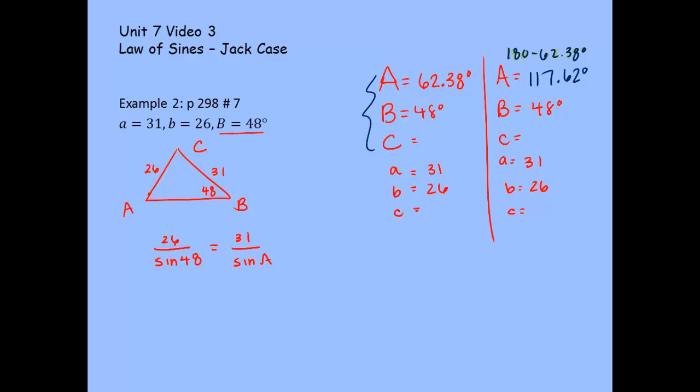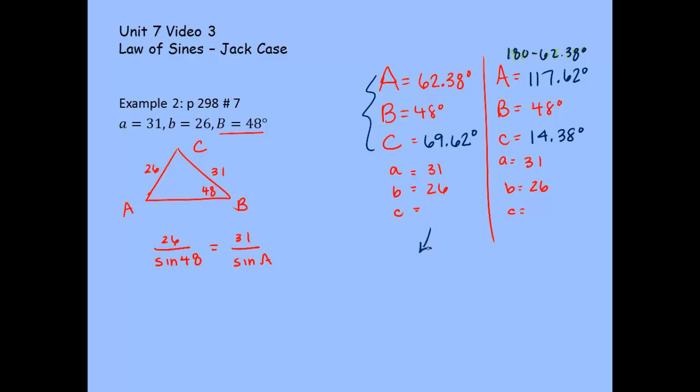So on the first side, on the left-hand column, 180 minus 62.38 minus 48 gives me a third angle of 69.62 degrees. On the other side, 180 minus 117.62 minus 48 gives me an angle measure of 14.38 degrees. This means that two possible triangles exist because these angles are allowed; they do sum to 180 degrees.